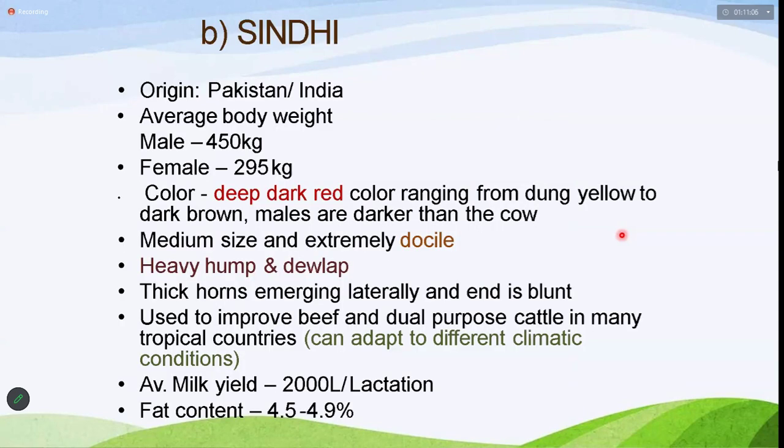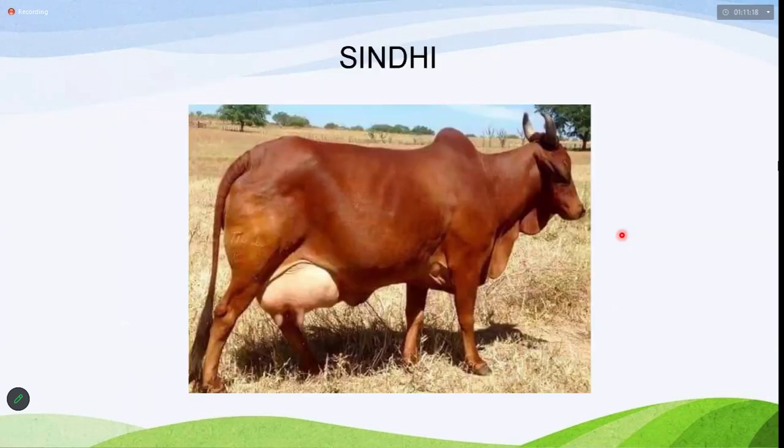Sindhi, again from Pakistan or India. Fat content of 4.5 to 4.9 is there. Sindhi.